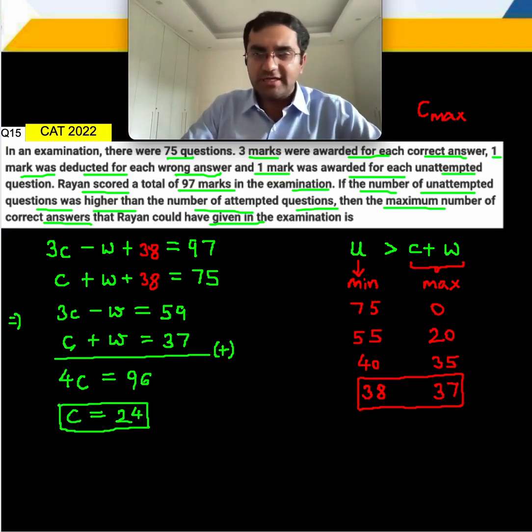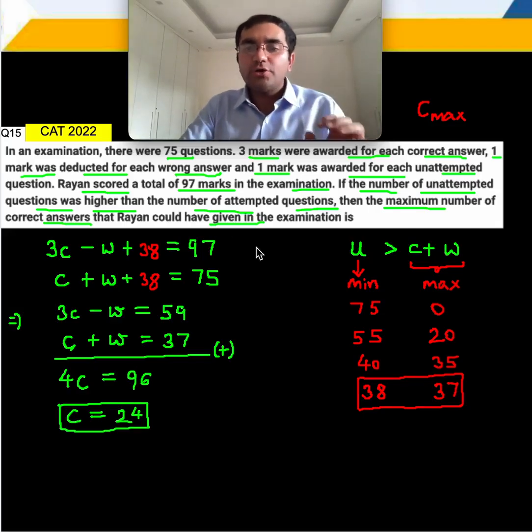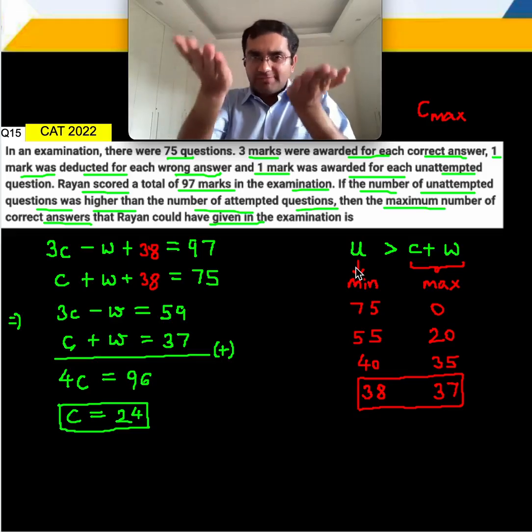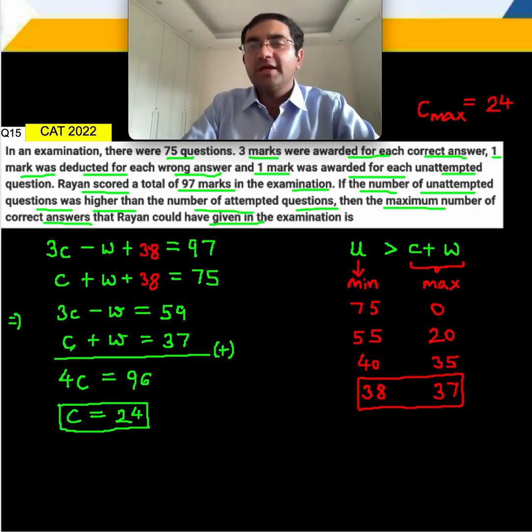This was definitely a tough question based upon a lot of logic, that in order to maximize C, you have to maximize C plus W. That means you have to minimize U. तो दोनों को पास पास रखना है. You have to keep them close to each other, and the value for U happens to be 38. So the answer is 24 for question number 15.